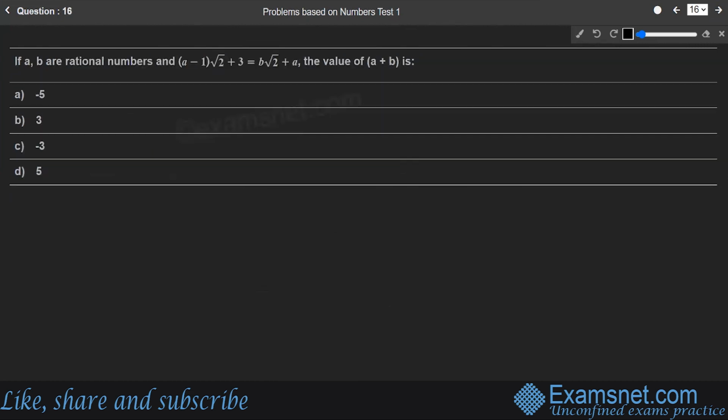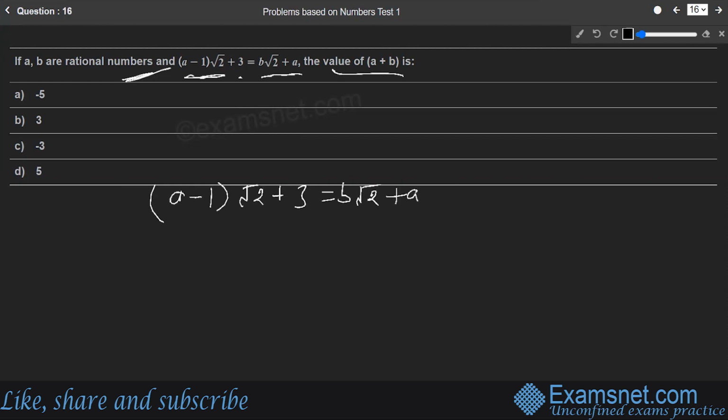Now, if a, b are rational numbers and (a minus 1) root 2 plus 3 is equal to b root 2 plus a, the value of a plus b is. This is what we are supposed to find out. Okay, so let us first of all write, since a and b are two rational numbers, the expression given to us is (a minus 1) root 2 plus 3 is equal to b root 2 plus a.